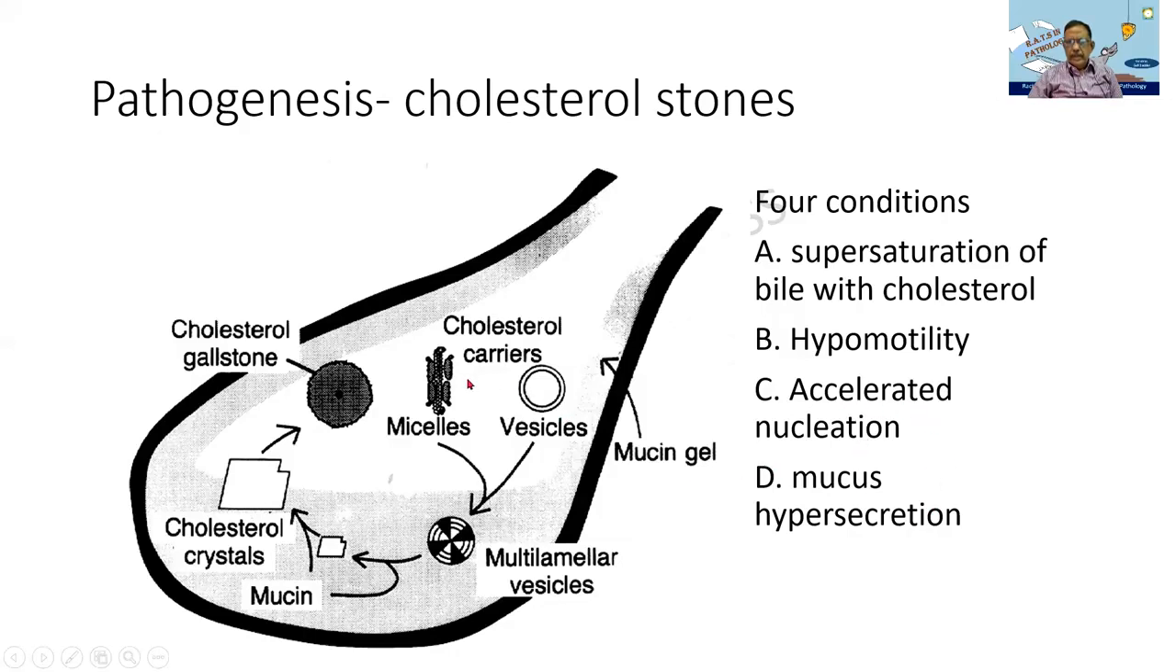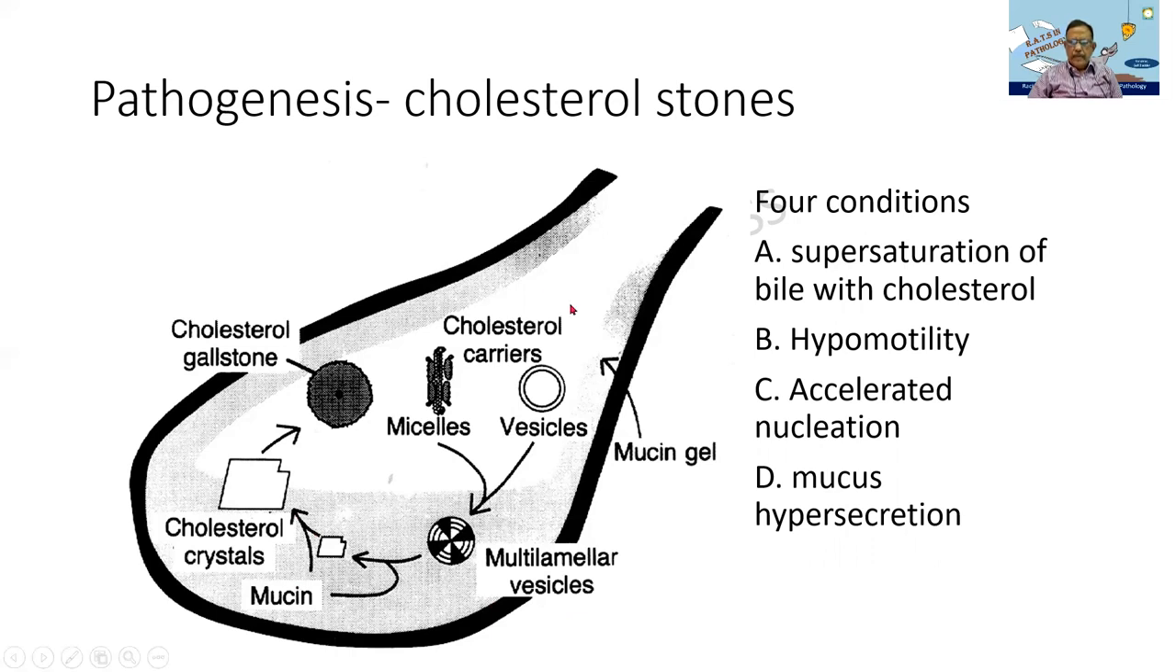Accelerated nucleation. Whenever there is more of a mucin gel or stasis, the cholesterol gets precipitated. Initially it is in the form of small particles, and then this acts as a nucleus around which more and more material can be deposited, from which we get the cholesterol crystals. Mucus hypersecretion plays an important role in cholesterol crystal formation, and ultimately we get the gallstone, the cholesterol gallstone.